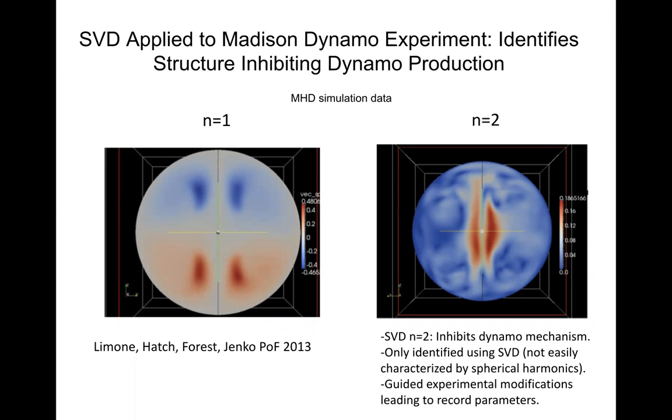But the second structure here is interesting because it violates that symmetry. So you would expect some odd symmetry going from here to here. But it is interesting that in time, the symmetry is kind of maintained because this shifts direction in time. So it shifts from being red-blue at one point in time to being blue-red at another point in time. And it turns out that the second structure inhibits the dynamo mechanism.